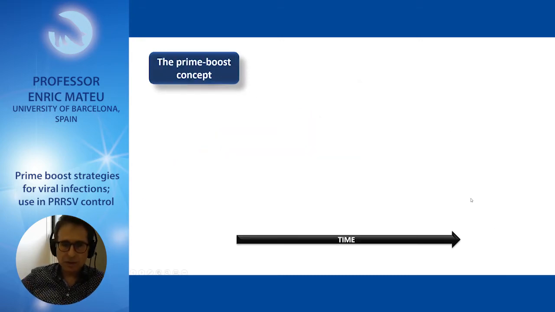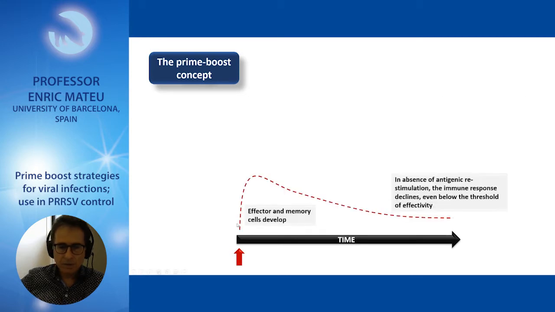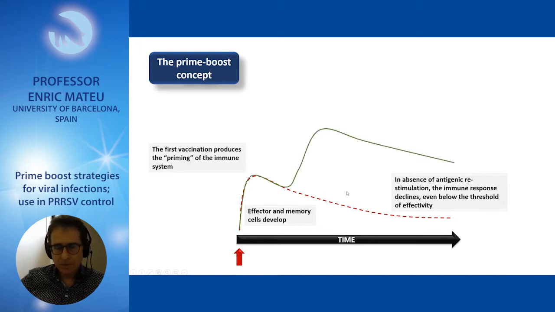The prime boost concept is based on this immune response. After the first encounter with the antigen, the first vaccination, we have a development of effector memory cells. But if there is no antigenic restimulation, this response will eventually decay and fade out. So that means that we need some type of strategy for inducing a boost of this immunity, avoiding this contraction and this eventual decay.